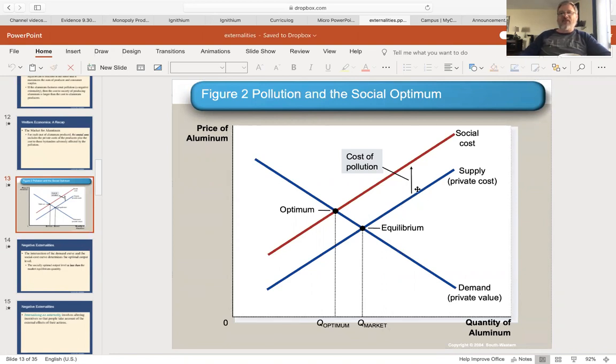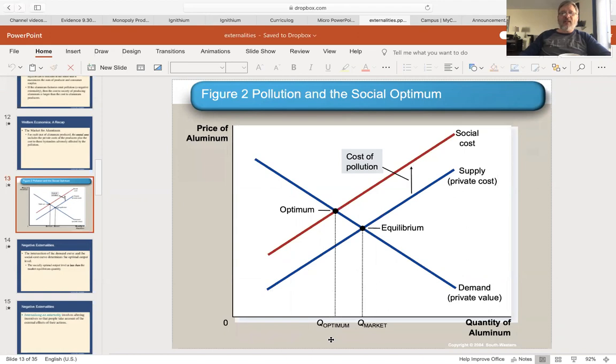in this case, we have an analysis of a negative externality. And you just simply say, okay, I know supply is the private cost, but we want to consider the total social cost of the activity. So you just add the cost of pollution to the private costs, and you end up getting this social cost, right? And where the social cost crosses the demand curve or the private value, that's what we would call the socially optimal quantity of the good.